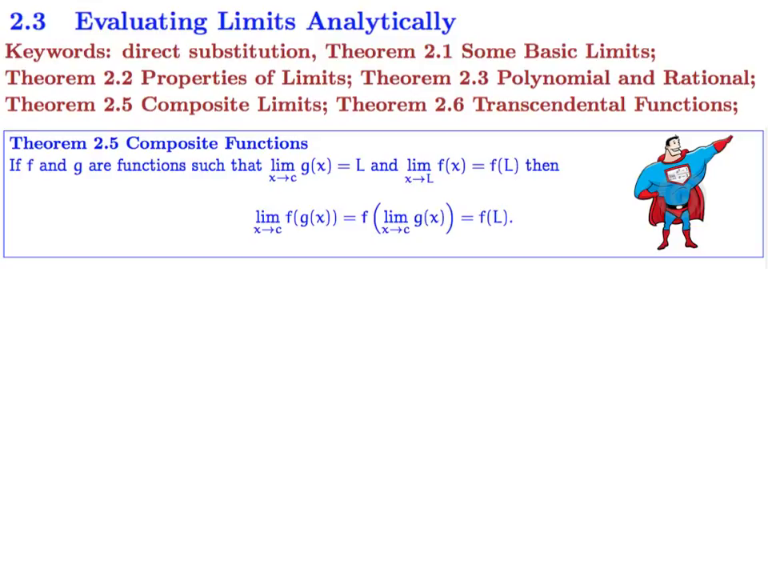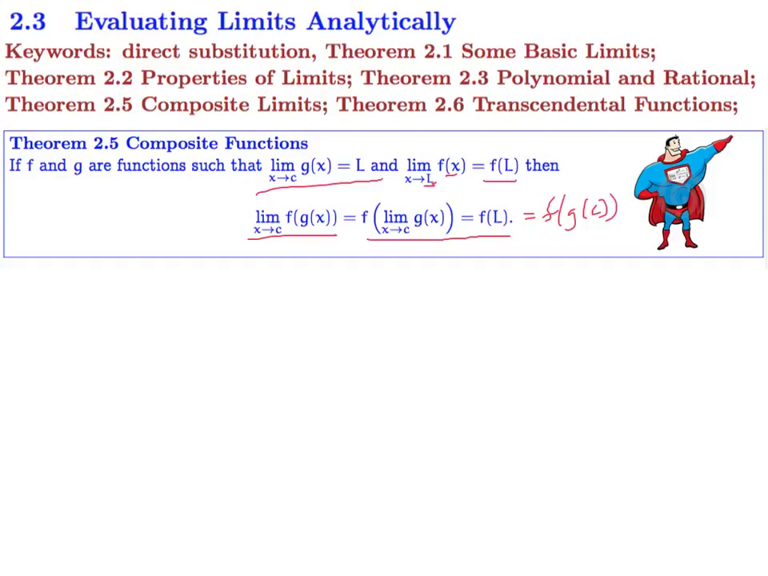But more seriously, we're going to look at theorem 2.5, which is about composite functions. The theorem says that if you have two functions, f and g, and you know their limits, that is, the limit as x approaches c of g of x equals L, and the limit as x approaches L of f of x equals f of L, then you can figure out the limit of the composite function by just working through the composite functions. This is really just going to be f of g of c usually.